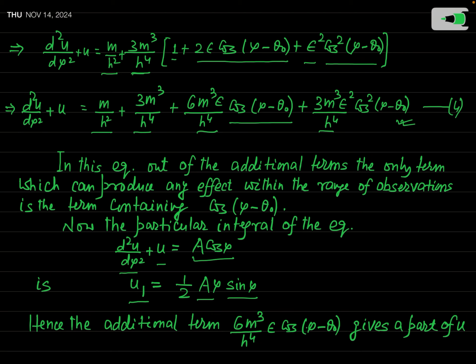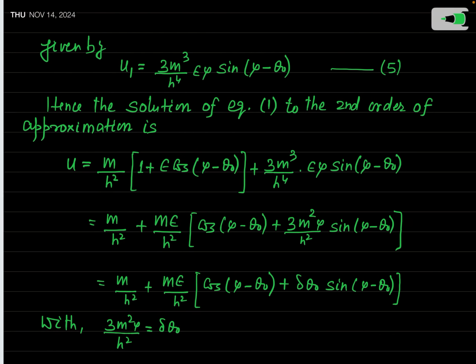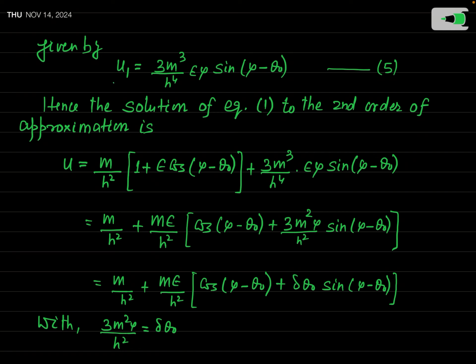Now this additional term, as I have told you, only this additional term will produce some effect on our result. So the additional term 6m cube over h4 times epsilon times cosine of phi minus theta naught gives a part of u, and that will be given by u1 equal to 3m cube over h4 times epsilon times phi times sine of phi minus theta. Okay? And therefore you can write the solution of equation 1.